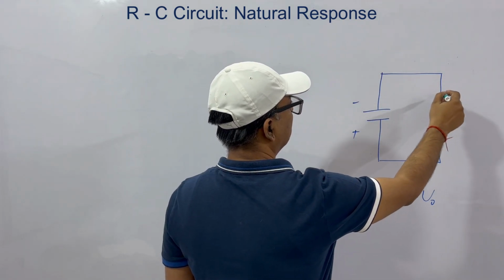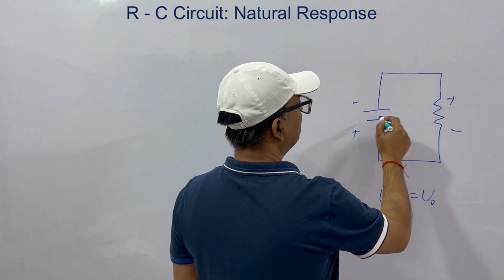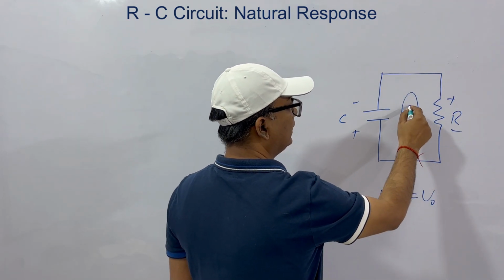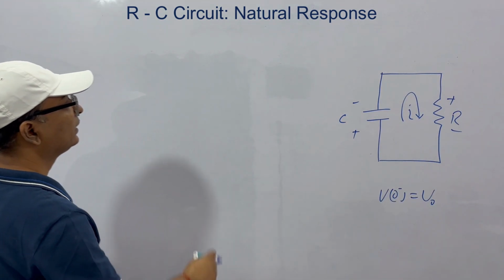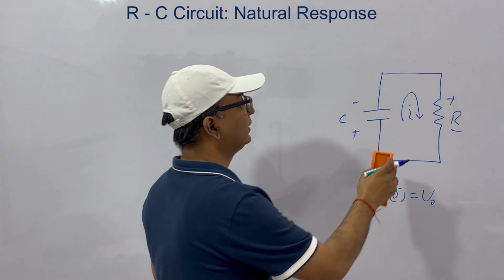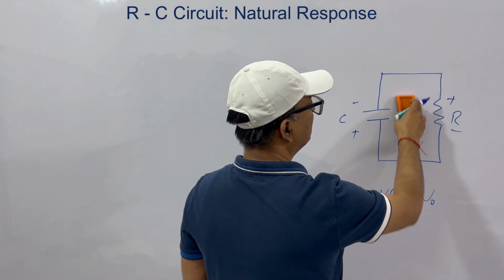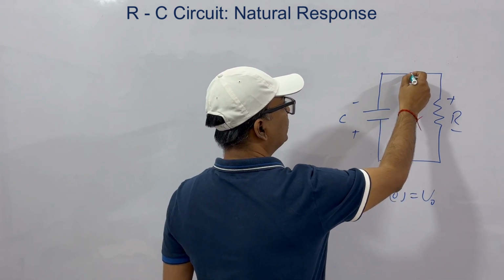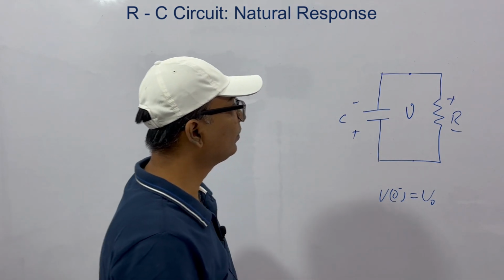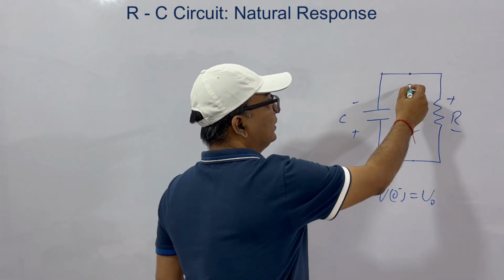We discharge it. Okay, so this is C, this is R. Let's say this is your I, the natural response. What we get? Not I, you cannot go this way. See, here what you will have to do is, let's say the voltage across this is V. Okay, this is the voltage.